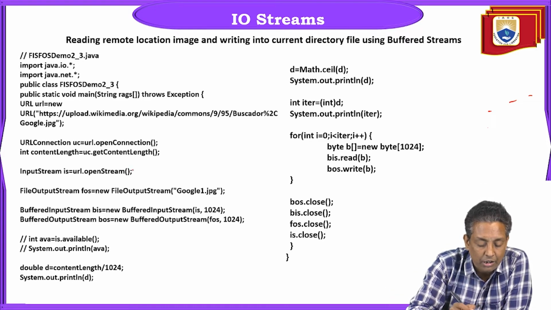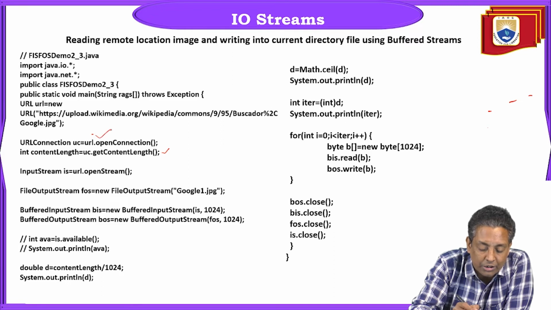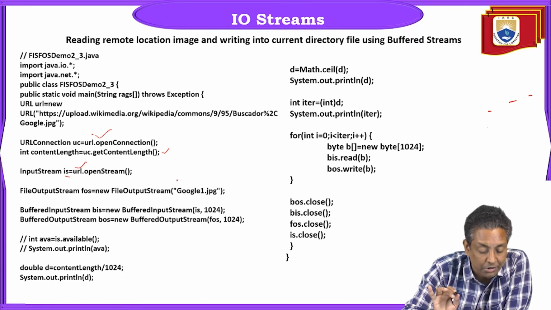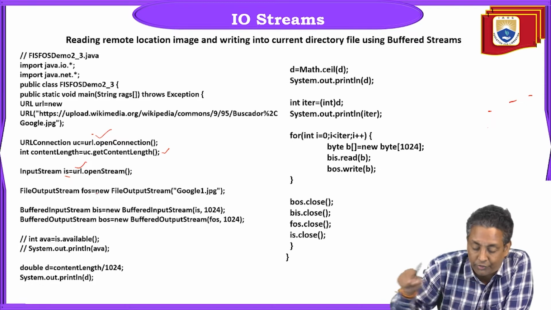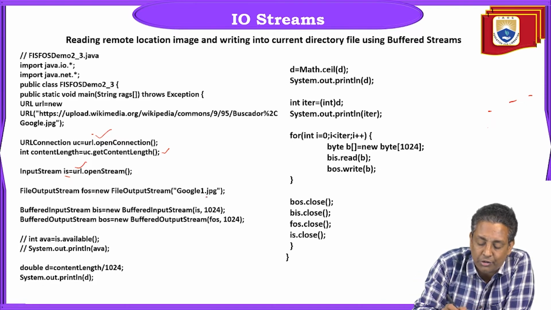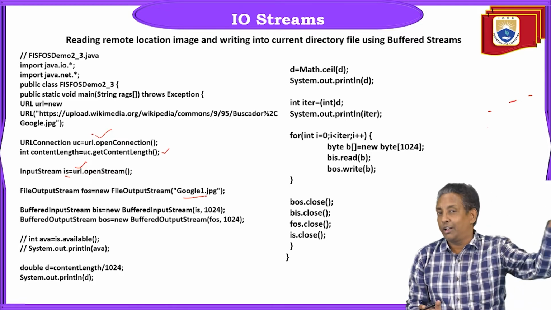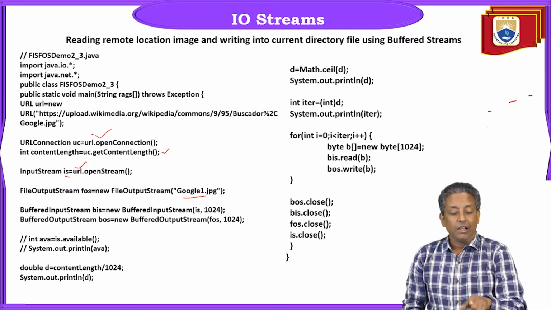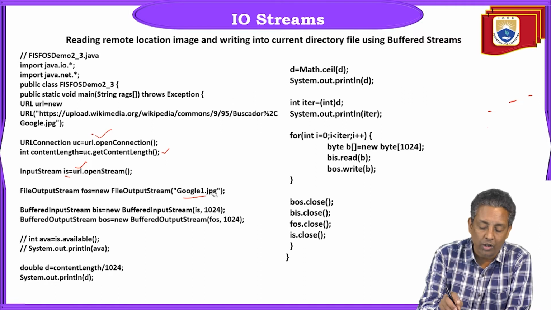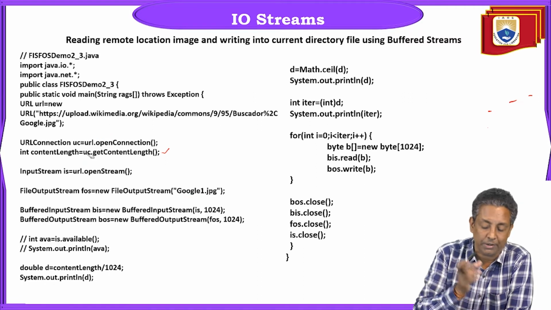Next, URL.openStream. To get the content length on the URL, we opened a URLConnection object. Again, we call URL.openStream and the input stream comes, but we don't want to read byte by byte. We don't want to directly use the read method. Okay, remember. And again, into a local file we want to write: FileOutputStream fos is equal to new FileOutputStream of Google1.jpg. Already Google.jpg was written in the last program. This is Google1.jpg.